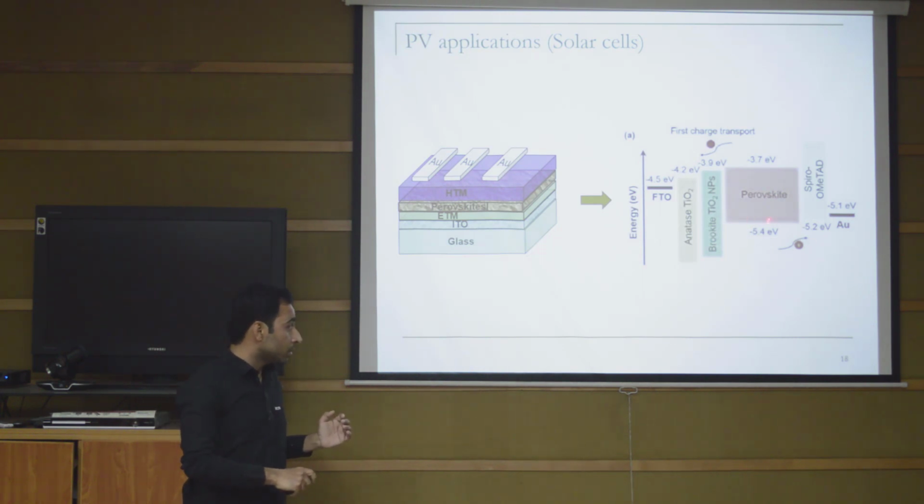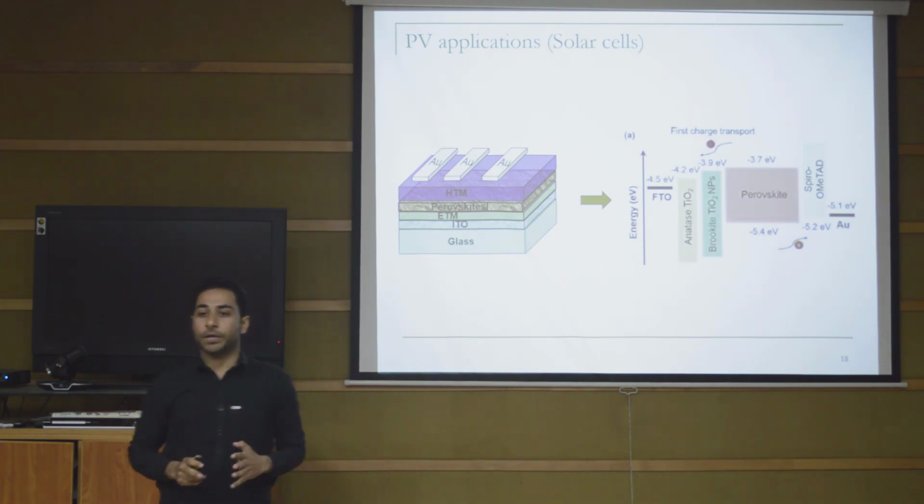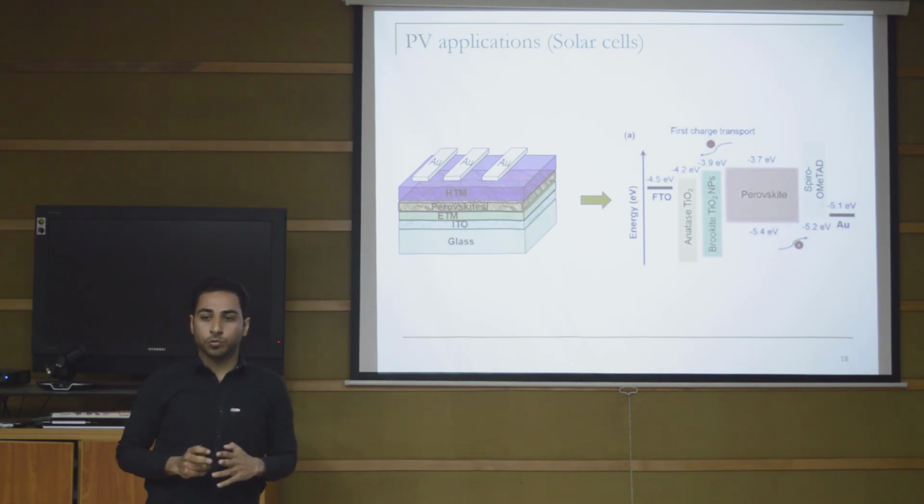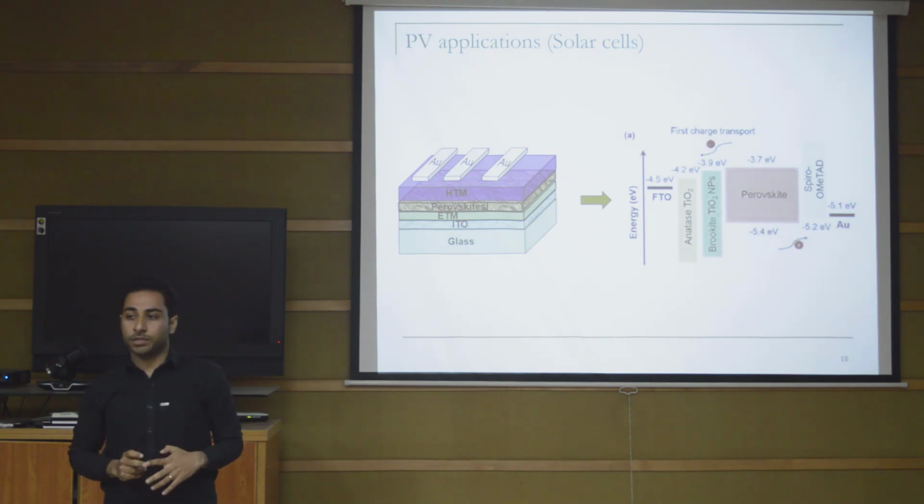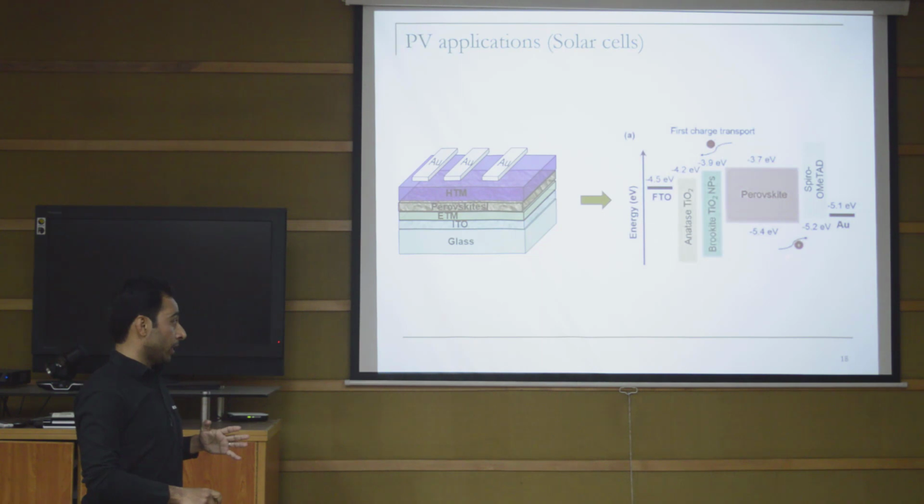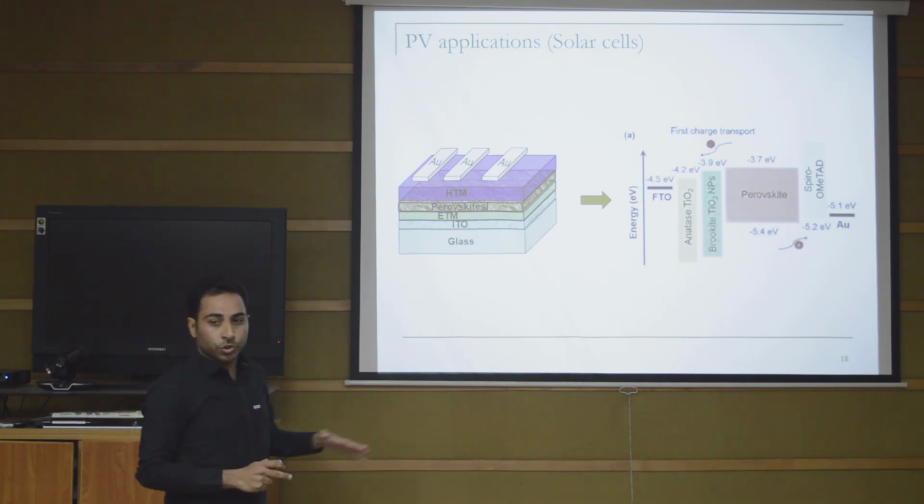If there is a larger energy difference between the electron transporting layer and the active perovskite layer, then it will be very difficult for the holes or the electrons to move toward the respective electrode. So you must choose the material which has minimum energy band offset with the active material, so that you can get a very smooth charge transportation.